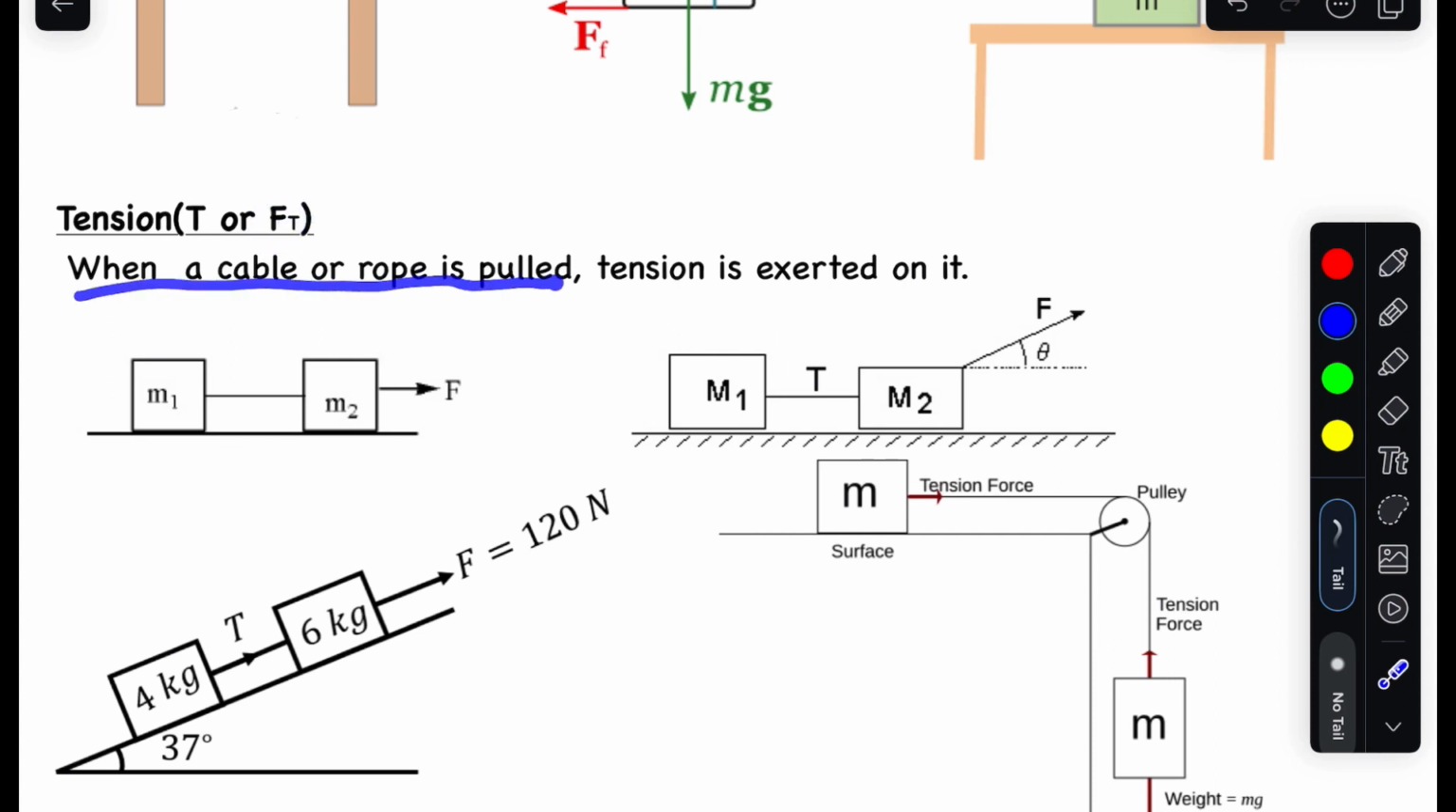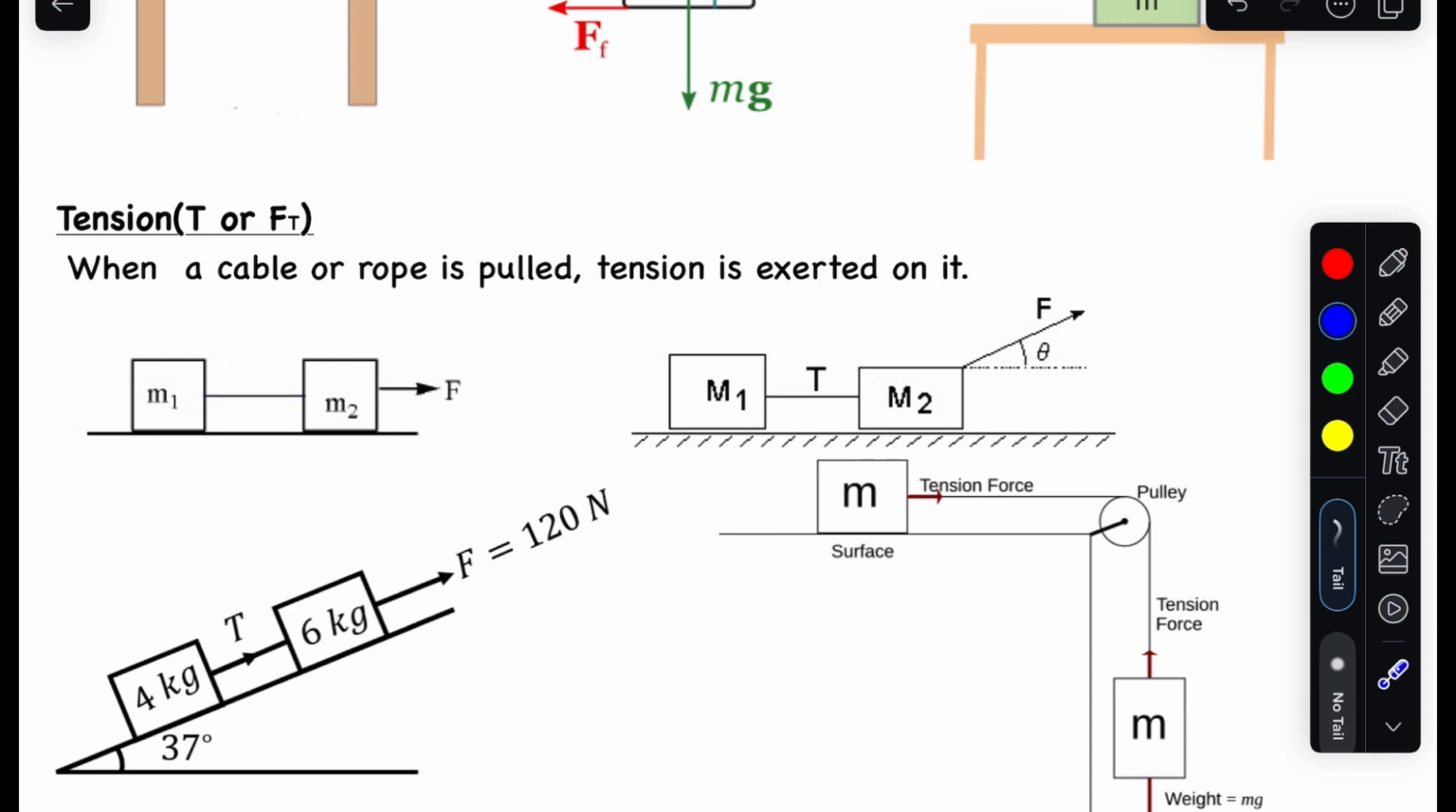When a cable or rope is pulled, a tension is exerted. Guys, a tension force is very important. It's part of the applied force. It's an applied force through a rope or through a cable. So if you look at these two objects, they're exerting a force on each other. So this force that they exert on each other is a tension force. It's a force that they exert on each other through a rope.